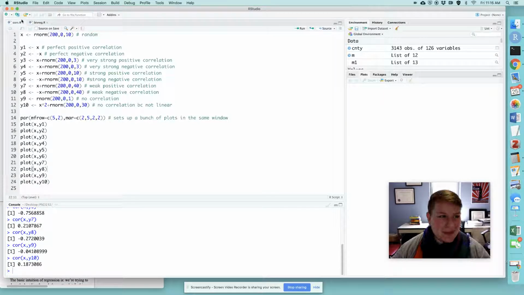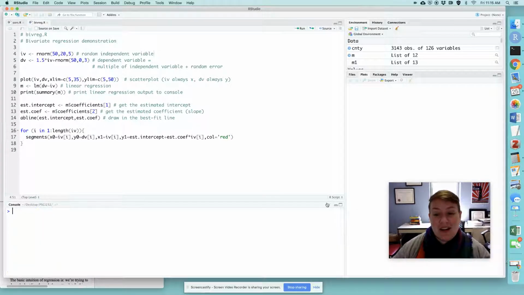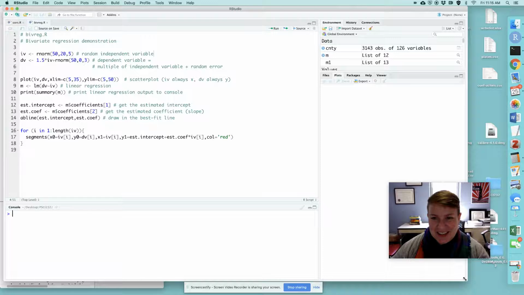So I'm going to switch over from cores.r, where I was working in the correlation video, and move over to bivreg.r, which is a demonstration of bivariate regression. And, oh, excuse me. As you can see, still a little bit froggy.